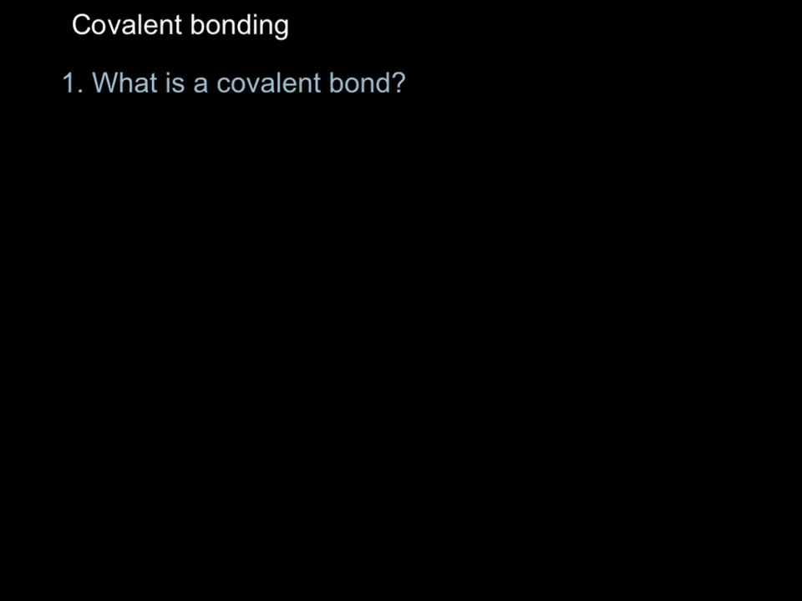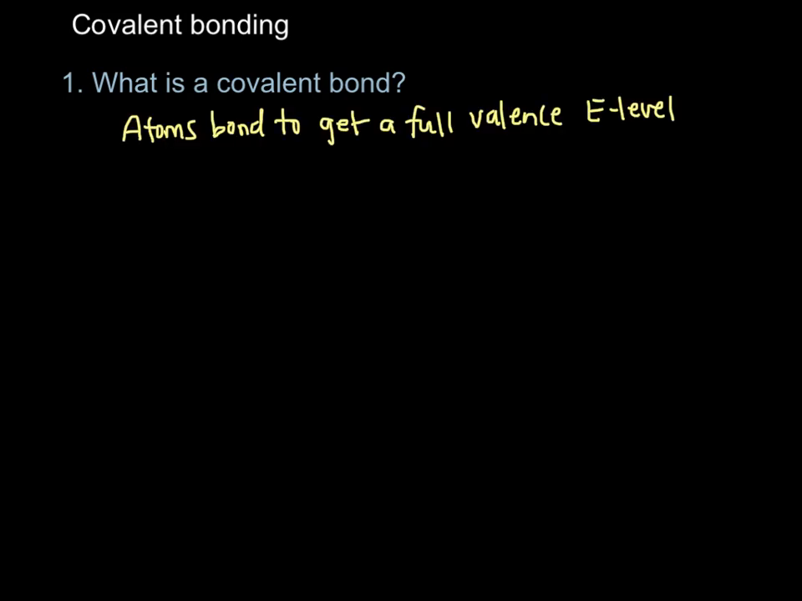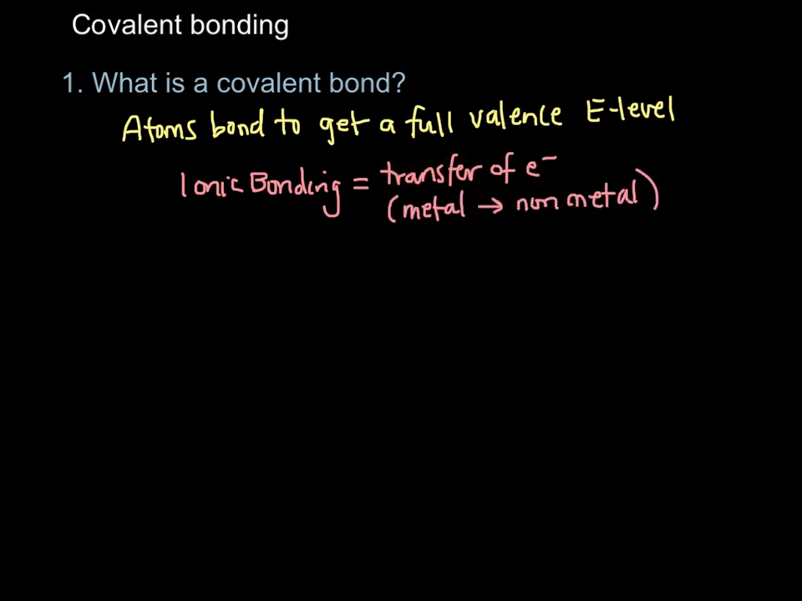Alright, so just as a brief review, atoms bond for a reason. And the reason they do that is to get a full valence energy level. That's the whole point of bonding. And so far we've talked about ionic bonding, where you get a transfer of electrons from one atom to another, usually from a metal to a nonmetal. So that's an ionic bond. Well, we're going to talk about a different kind of bond today called covalent bonding.